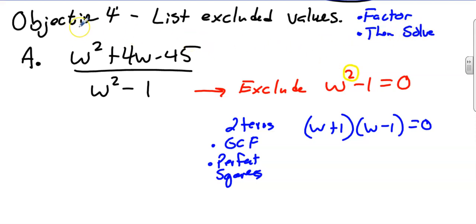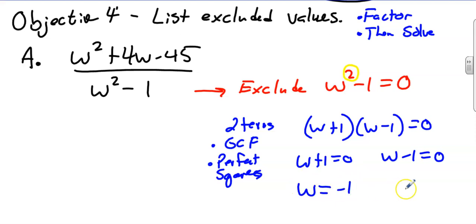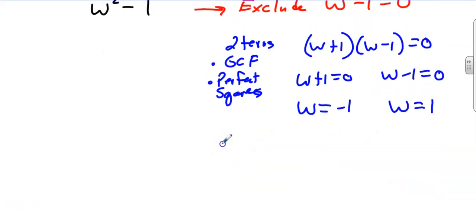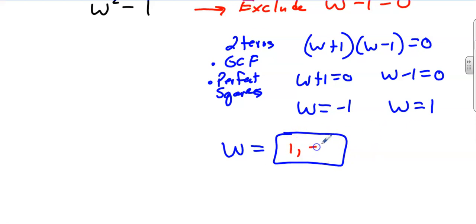Okay, so when you get to objective 4, when it says list excluded values, you're going to factor as much as you can, and then you're going to go back and solve it from there, each expression. So you've got w plus 1, w minus 1. We'll set each one of those equal to 0. But again, when you solve it, you're going to get w equal to negative 1 and w equal to positive 1. And again, what they should do in the homework is give you the box, and then inside the box you'll go back and put positive 1 and negative 1.